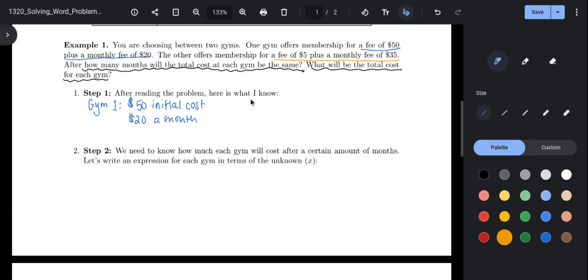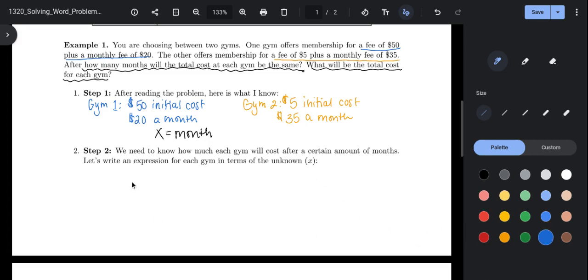In gym 2, we have our initial cost of $5 and a $35 fee every month. The last thing I had mentioned was about an unknown. One thing I will notice is unknown is we're asked how many months and the total cost at that amount of months. We don't know how many months, so we're going to say that is equal to our variable x.